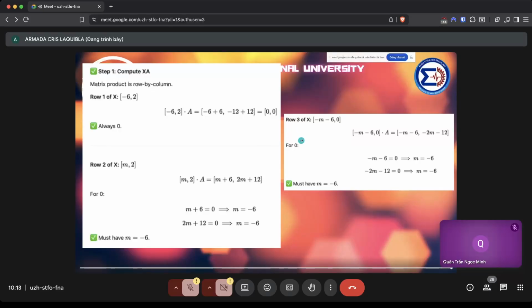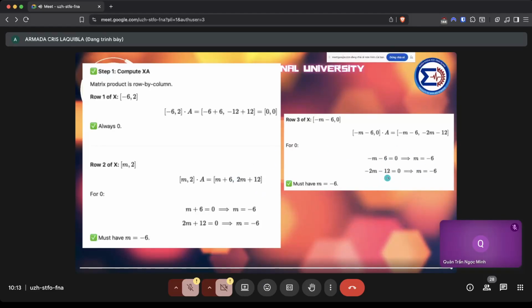Actually, no need for you to solve the row 3 there, because you are just wasting your time here. You solve it already here. Expected that the m there is also equivalent to negative 6. But you have to try. Maybe there's another result here. So what if there's two results?